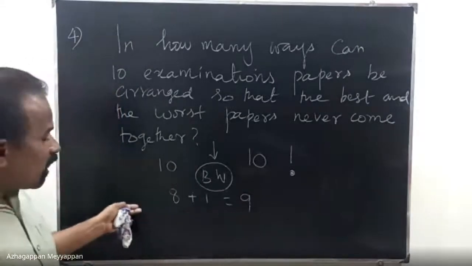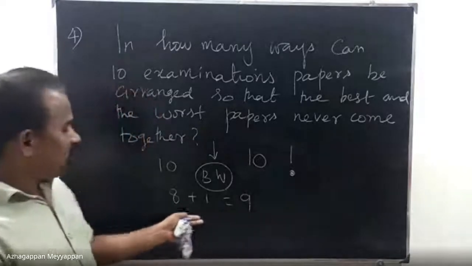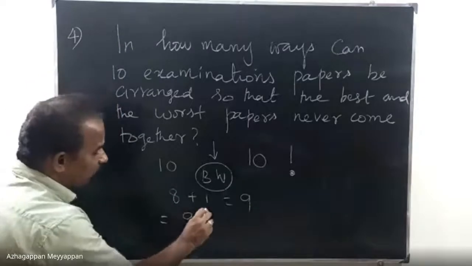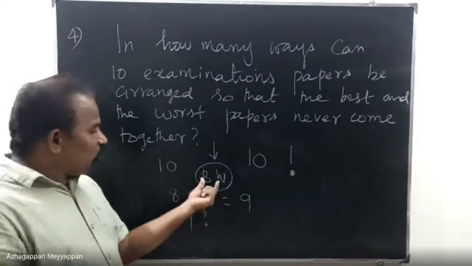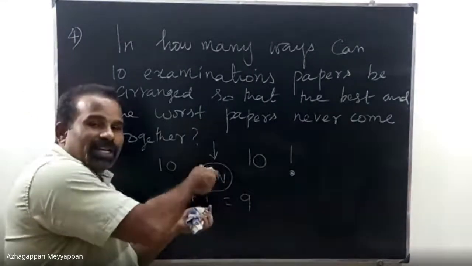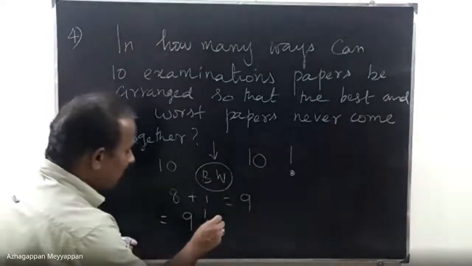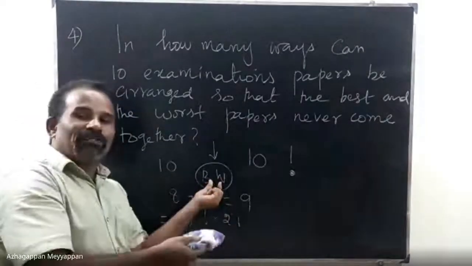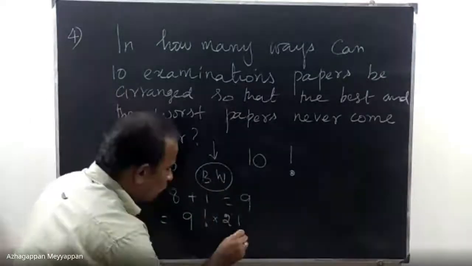So the number of ways the question papers can be arranged with the best and worst paper coming together is 9 factorial. And one more thing you have to find out: they always come together, but they can change places among themselves. Understood? So again there are two possibilities. There are 2 letters, so 2 factorial ways they can change themselves. So again this is 2 factorial ways.